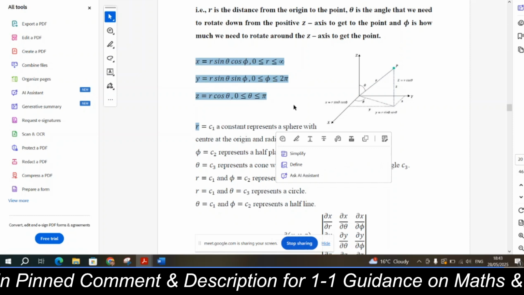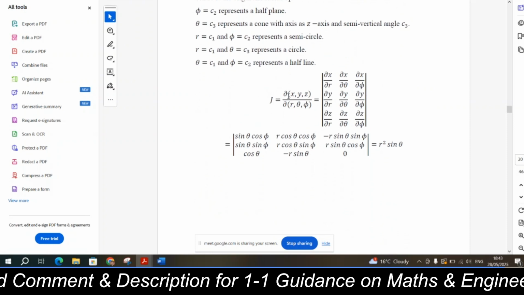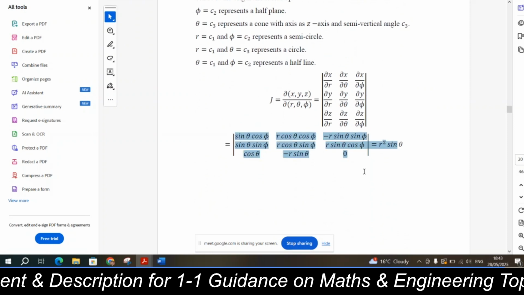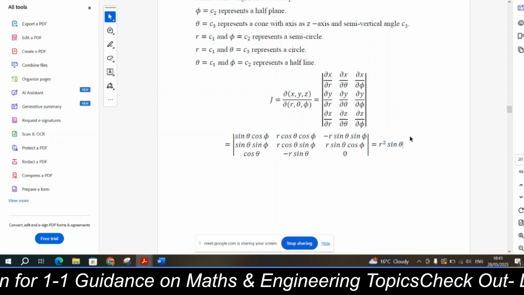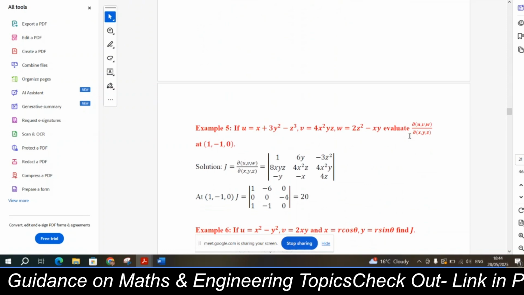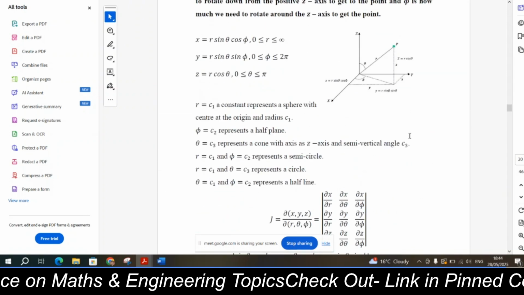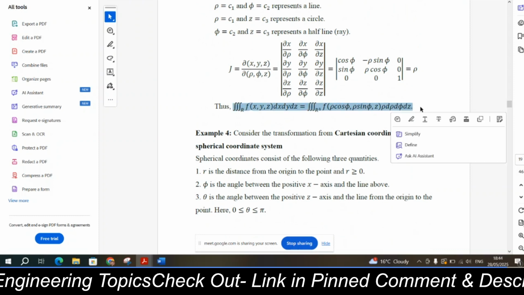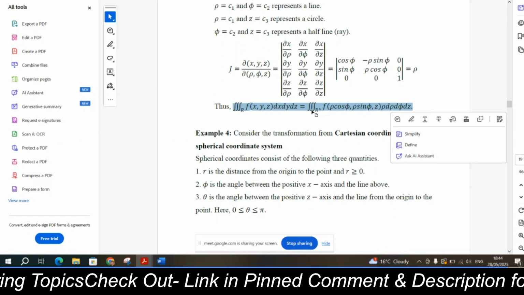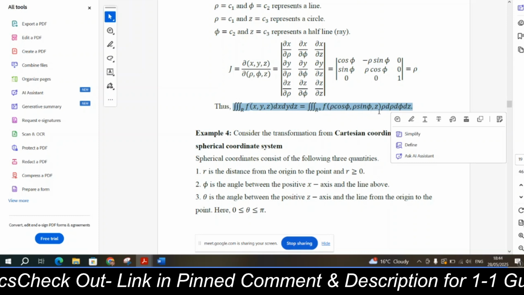So let's proceed further with the Jacobian part. Over here, if you simplify this particular determinant, these are the partial derivatives of this: x equal to r sine theta cos phi, y is equal to r sine theta sine phi, z is equal to r cos theta. You find the partial derivatives, substitute in them, and then take the determinant. You will finally solve this and get r square sine theta.